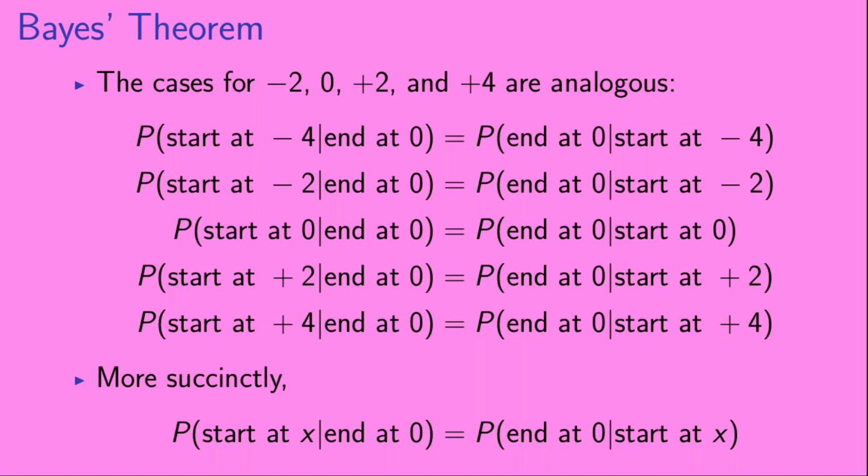The cases for -2, 0, +2, and +4 are analogous. So, for example, the probability that the object started at -2, given that it ended at 0, is equal to the probability that the object will end at 0, given that it started at -2. More succinctly, we can say that the probability that the object started at x, given that it ended at 0, is equal to the probability that the object will end at 0, given that it started at x.